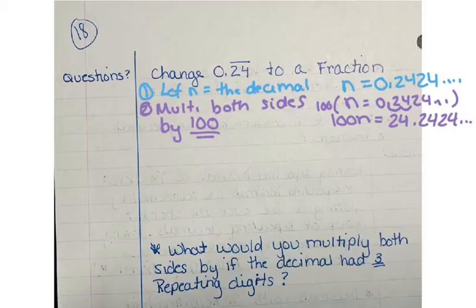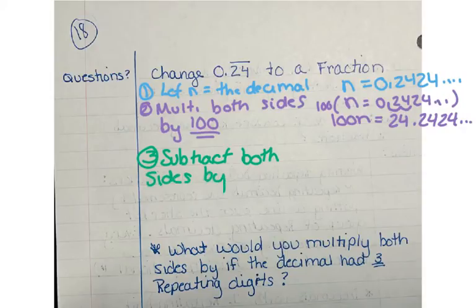All the other steps are the same. So step 3, subtract both sides by n. So I'm going to come over here and subtract that 1n equals 0.24 repeating. That gets rid of the repeating decimal. So now I have 99n equals 24.